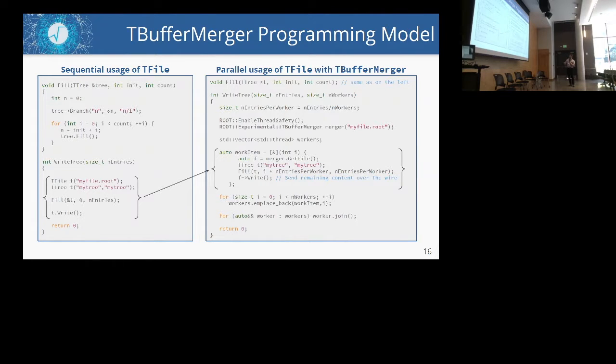So you get a file from this merger class that you create with the name of the final file that you want. Then you create your workers with a similar thing to what you would do in single-threaded mode. You create your tree, you fill the tree, and then you write. At the end, you join the workers, and all of the data is just inside this one file. You can use TBB tasks or standard threads. The programming model is up to the user on how to parallelize.